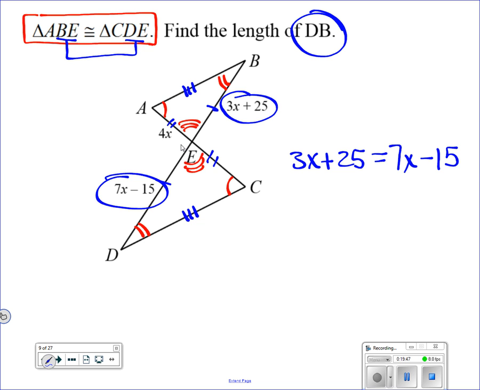So there I go. I solve this equation, I get x equals 2.5. Now all I've got to do to find DB is plug it into this part and this part to get the full length of DB. I'm going to assume that you can do that on your own.